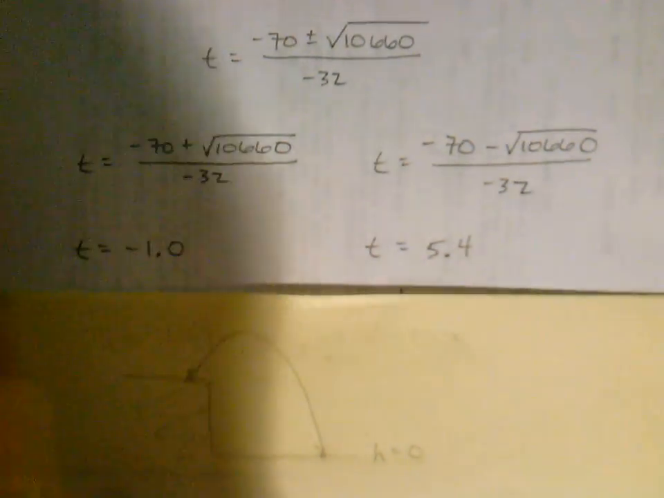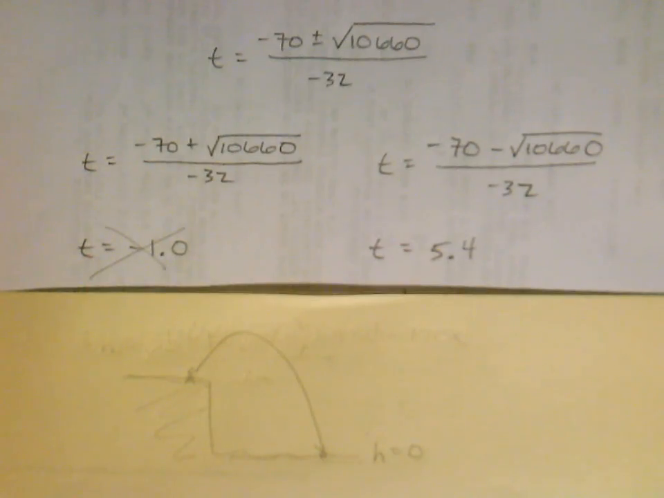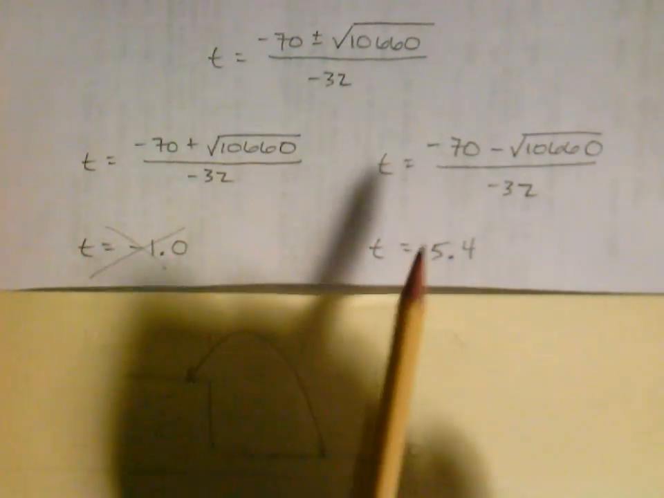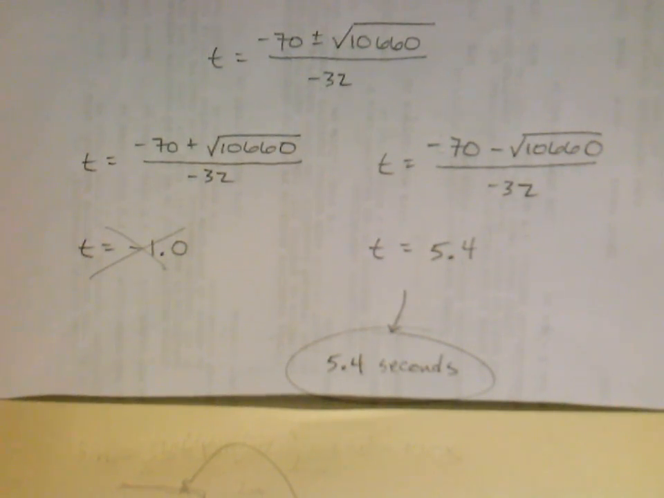And again, we think, wait a second, negative time, we don't care about that. How long does it take before that rock hits the water? 5.4 seconds. Spends quite a bit of time up in the air. That's a long time for that rock to travel. He was pretty high up on that cliff.